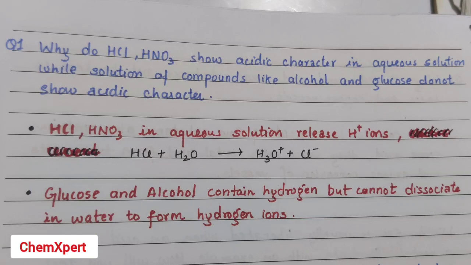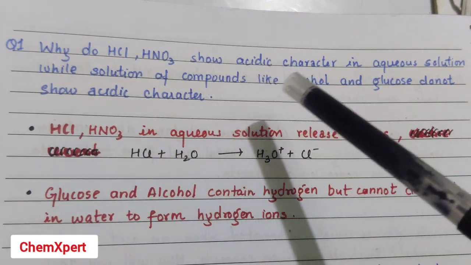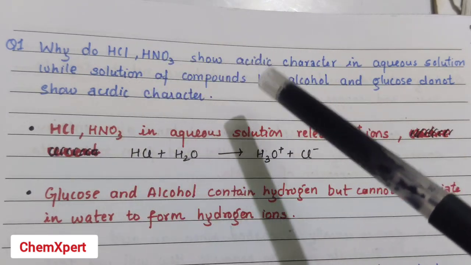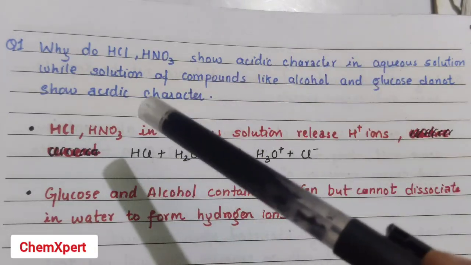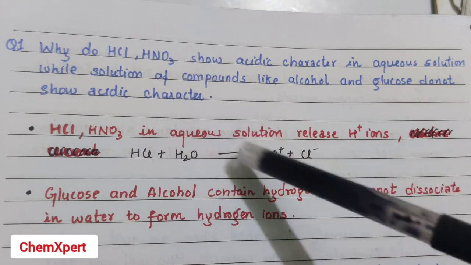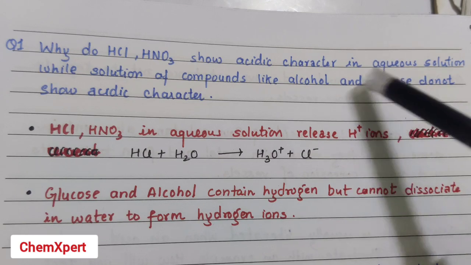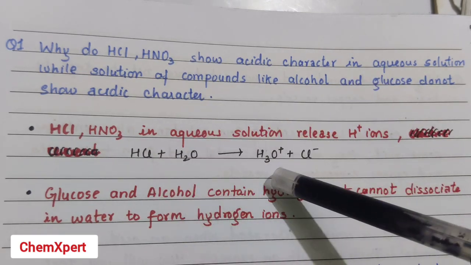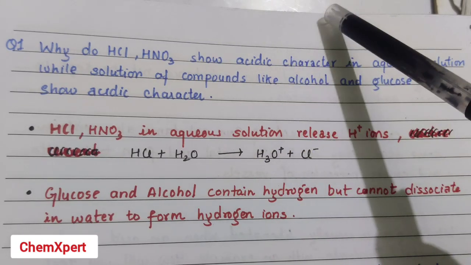And one of the questions frequently asked in exams: why do HCl and HNO3 show acidic character in aqueous solution while alcohol and glucose do not show any acidic character? So HCl and HNO3 in aqueous solution release H plus ions, and these H plus ions combine with water, because it is an aqueous solution, to form hydronium ion. So because of the release of that H plus ion, they act as acidic in nature.